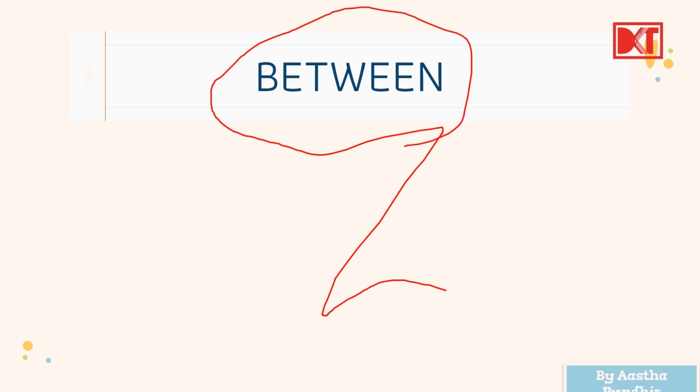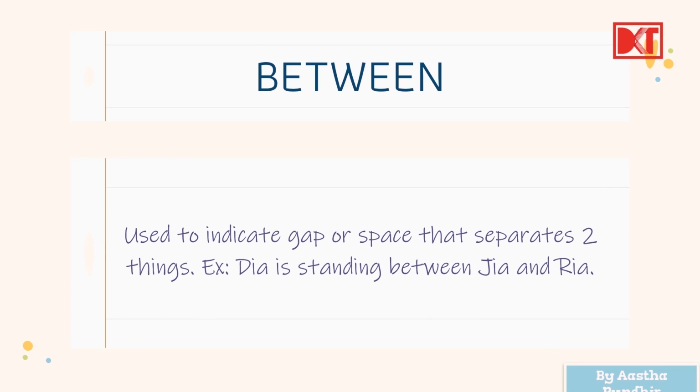Now the next preposition here is between. So where do we use between? It is used to indicate gap or space that separates two things. For example, Diya is standing between Jia and Riya. Diya जो है वो Jia और Riya के बीच में खड़ी है. Right, so gap or space that separates two things. So Diya is separating Jia and Riya.